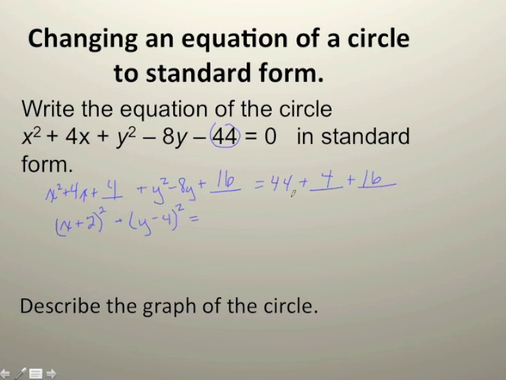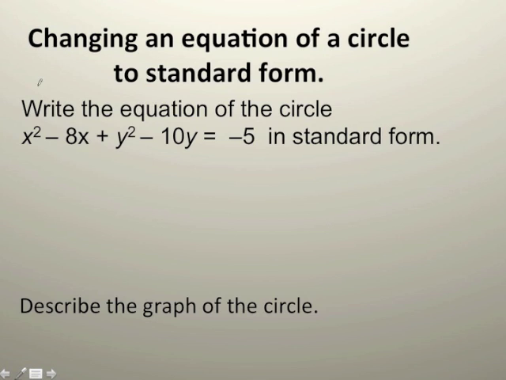So now we have 44 plus 4 is 48, plus 16 is 64. We now have the circle. The center of this circle would be at negative 2, 4, and the radius of this circle would be 8, because we now have it in standard form.